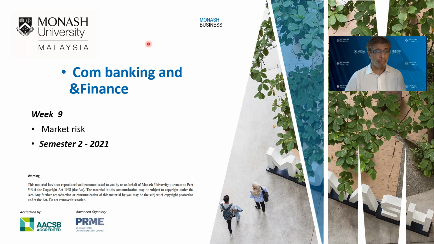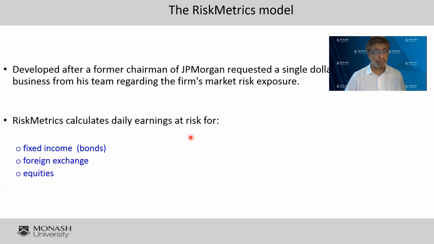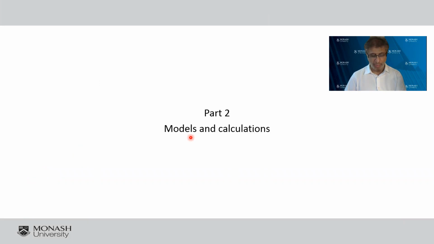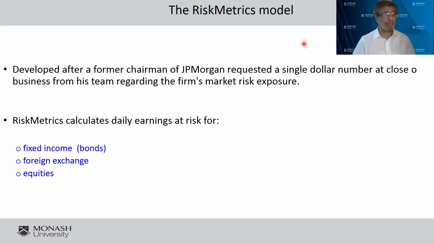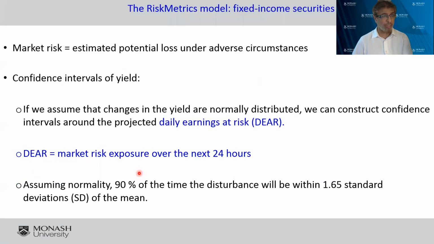So this is part 2. And in part 2, we are talking about the risk matrix model, as I told you. This was, as explained in the first part, developed by the former chairman of JP Morgan. The risk matrix calculates daily earning at risk for 1 day, which we call the DIR, for 3 items: fixed income, foreign exchange, and equities.